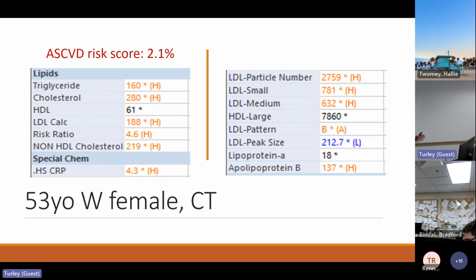So I did her advanced lipid panel, and you don't have to understand what all these numbers mean. I would say I just really want you to understand the two words. If you look there, her lipoprotein little A is 18, which is normal. We're going to talk more about that. But her apolipoprotein B is 137, which is high. So what in the world does that mean?